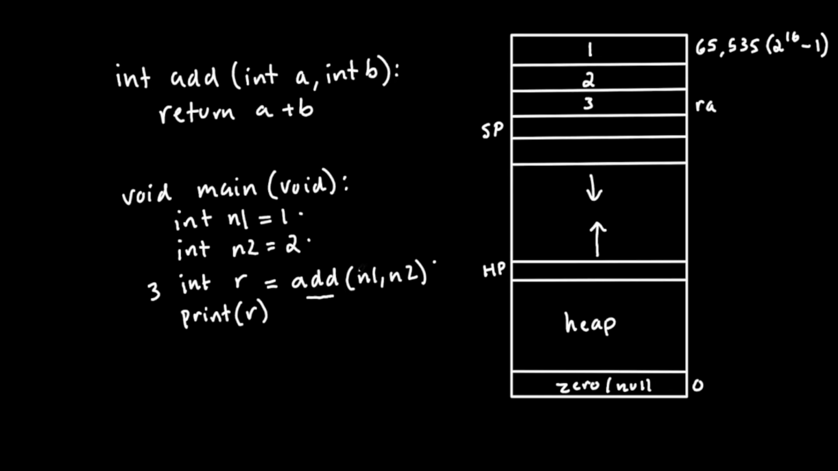And the correct answer is we're storing the value of n1, which is 1. And then we'll decrement the stack pointer and get the other argument, n2, which is 2. And we generally set the stack pointer to the next available cell.